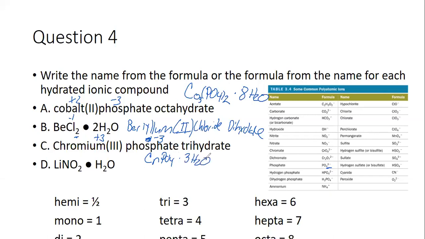And then we have LiNO2. Li is lithium, column 1. I don't need a Roman numeral for lithium. NO2 is nitrite, and then hydrate.